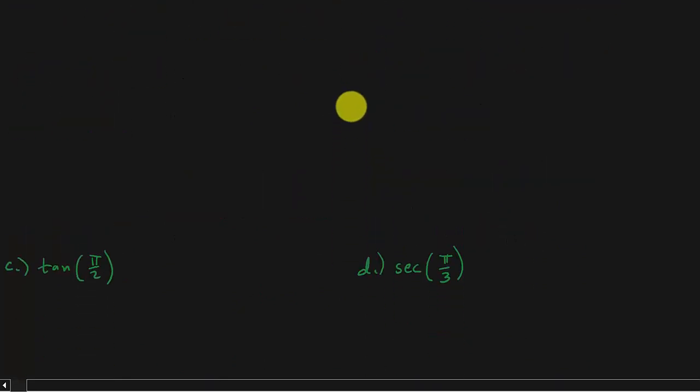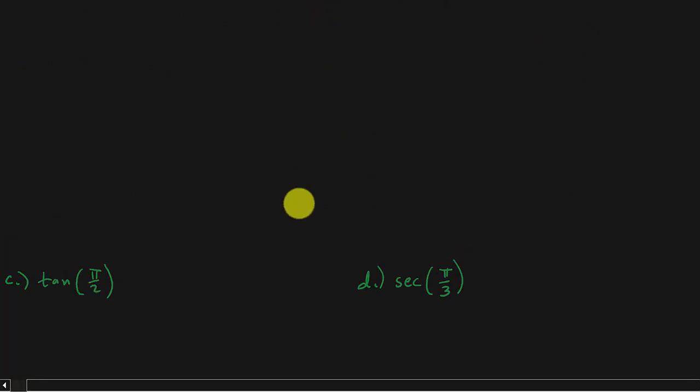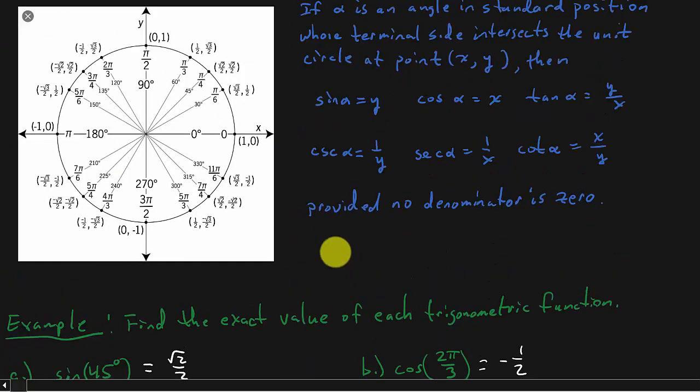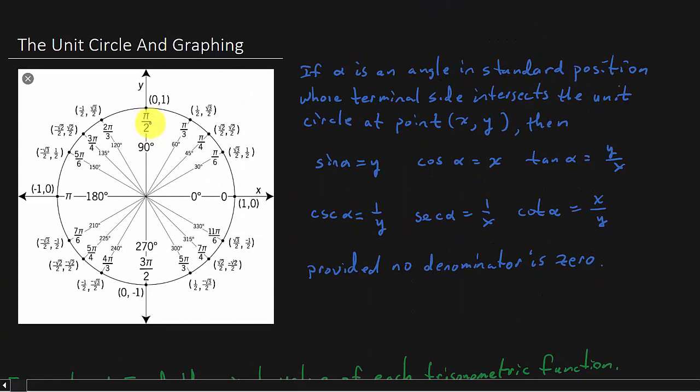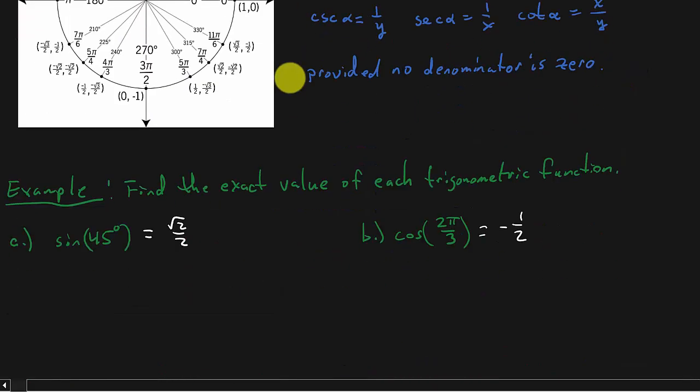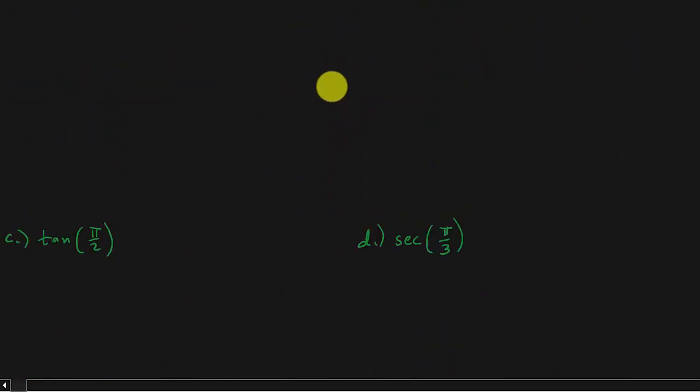All right, let's look at the next one. Tangent of pi over 2. There's pi over 2. All right, what's tangent? It's y over x. So y over x, 1 over 0. So this is equal to 1 over 0, which is undefined.